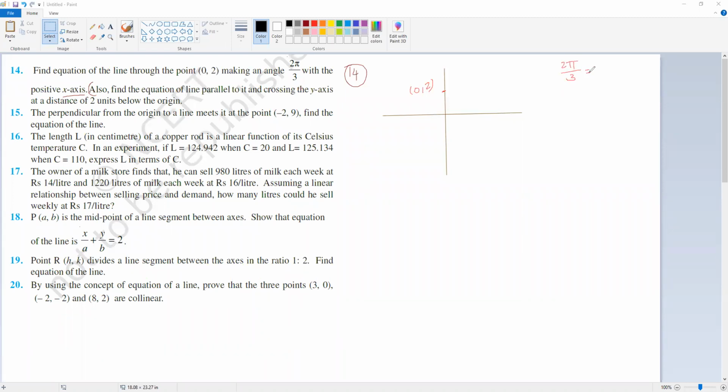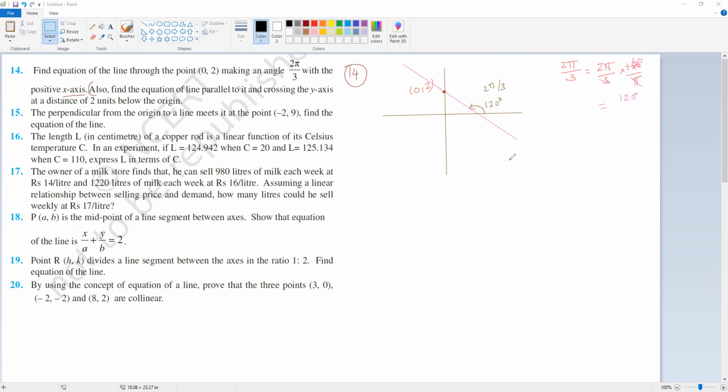What is 2π/3? To convert it to degrees, we use 2π/3 into 180/π. That is the formula to convert to degrees. So π and π cancel, so it is 120 degrees, right? So that means the line is this line. Because then only this angle is 120 degrees. It is 2π/3 passing through (0, 2). Find the equation of the line.